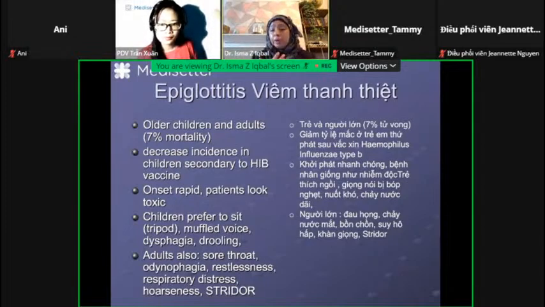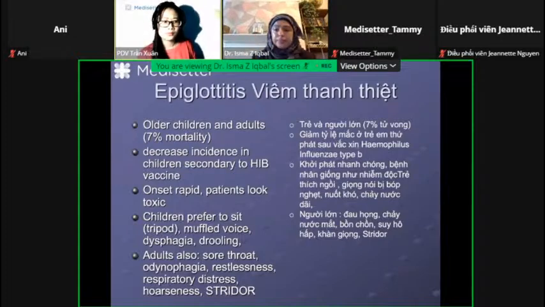If there is a lot of airway obstruction, they will be drooling. They will have stertor, and they may be using their accessory muscles of respiration.